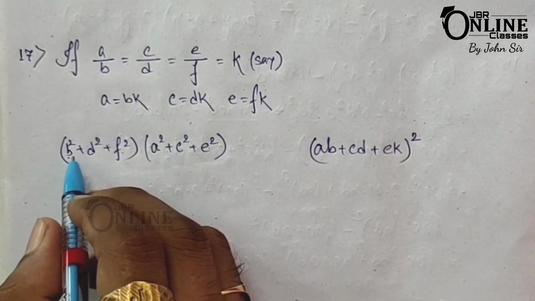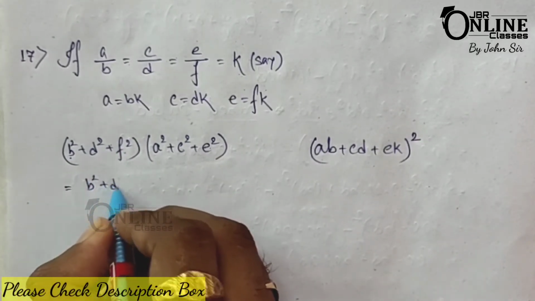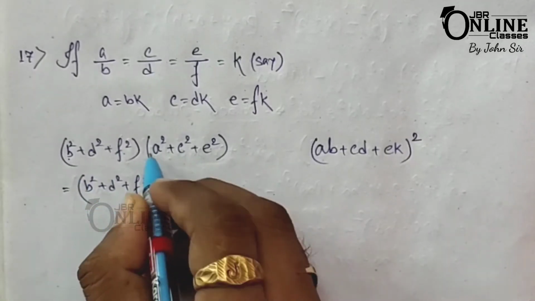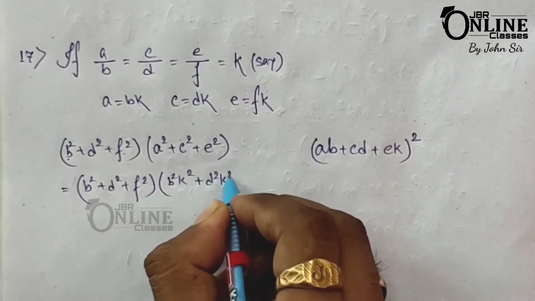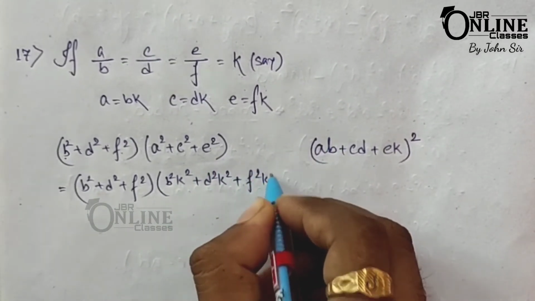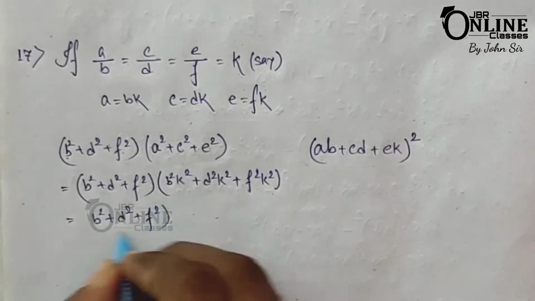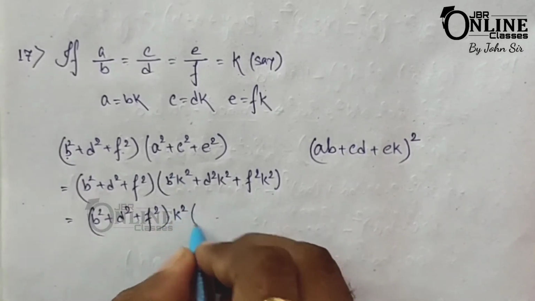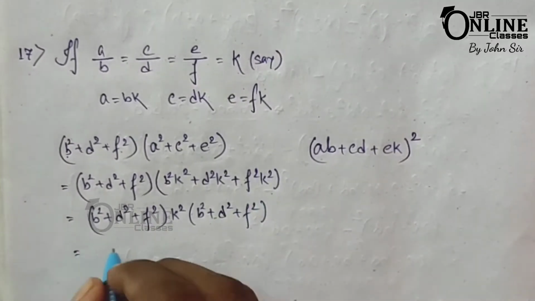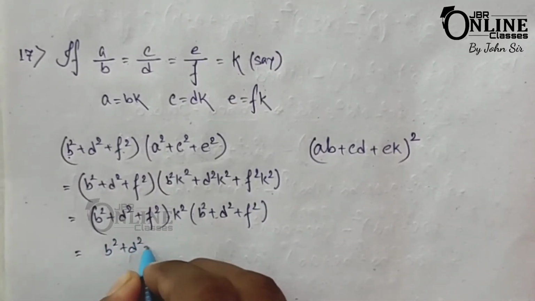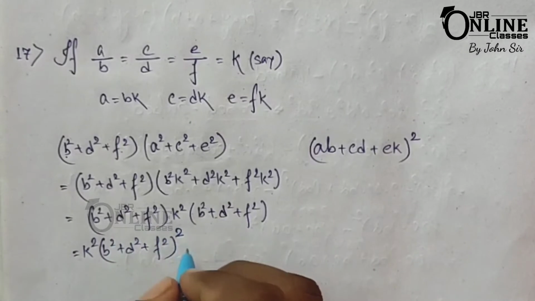Now in the left hand side, we have b² + d² + f². Just write down b² + d² + f², and instead of a² write b²k², then for c² write d²k², and for e² write f²k². So here b² + d² + f², and k² will be common, so that will be (b² + d² + f²) times (b² + d² + f²) k², which equals (b² + d² + f²)² k². Here it appears 2 times, that's why it is a whole square.